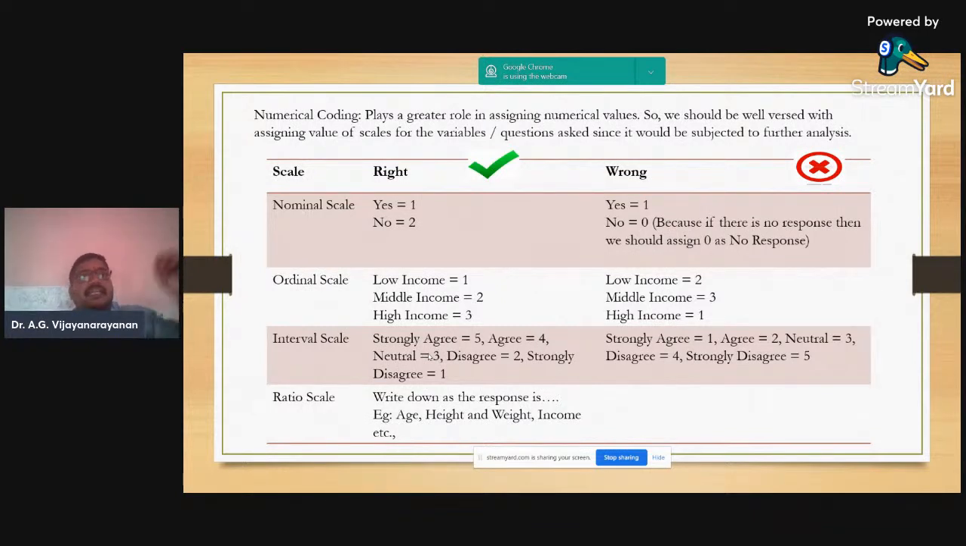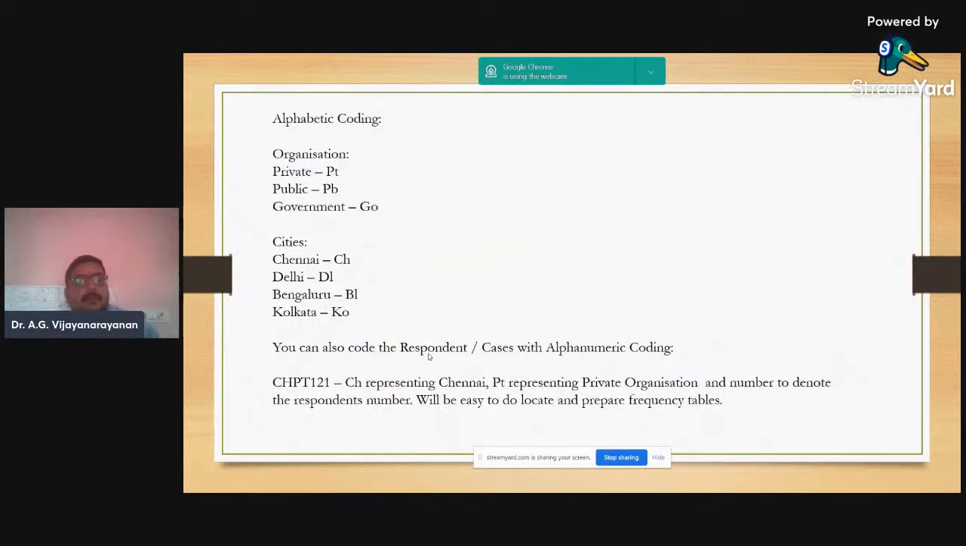What is your age? 39. What is your height? 180 centimeters. What is your weight? 75 kg. What is your income? Let's say 30,000 or 35,000. That is ratio scale. That's how it has to be done. So this is coding. Alphabetic coding: for a private company, PT; for public, PB. So if you see CHPT 121, it's Chennai, PT represents private, and 121 is the respondent number. This is how I identify. This is what we call data coding.